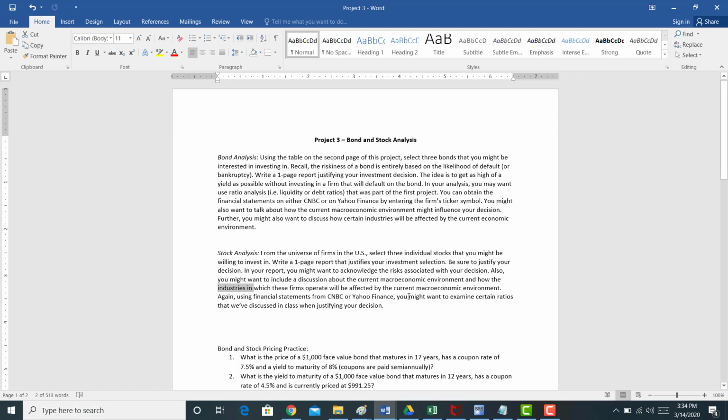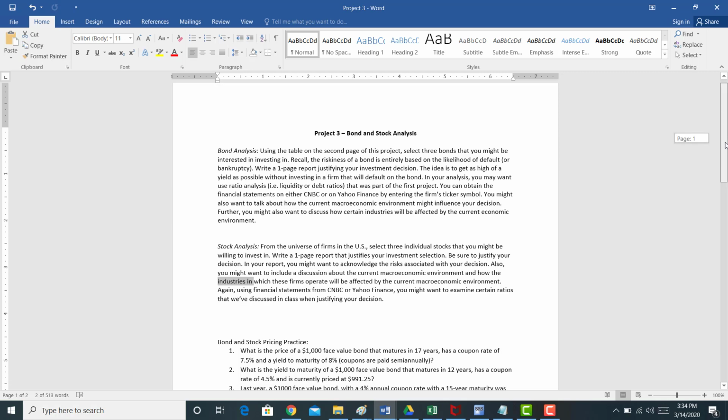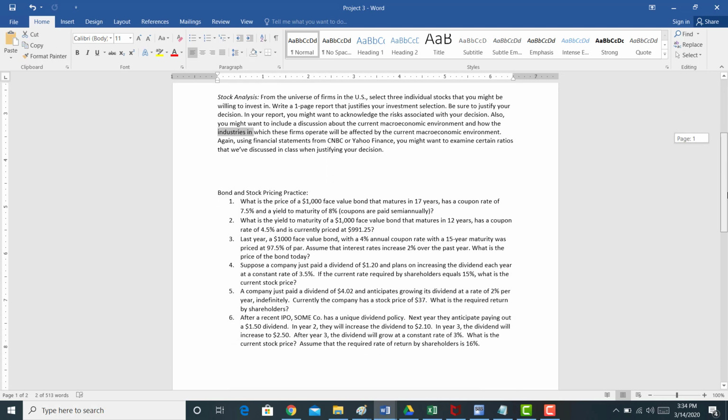And in stock analysis, you'll also want to examine certain ratios, maybe profitability ratios or efficiency ratios that we've discussed in class. So anyway, what I want you to do is I want Project 3 to build upon the things that you've done in Project 1 and 2. And the objective, again, is to write a one-page report talking about the bonds you'd be willing to invest in, and another one-page report talking about the stocks you'd be willing to invest in.